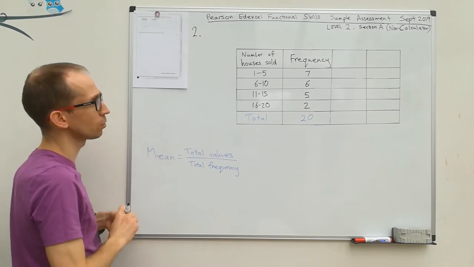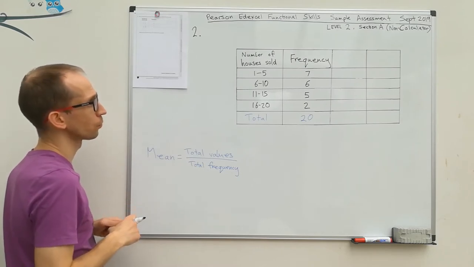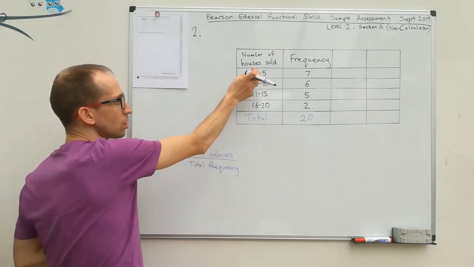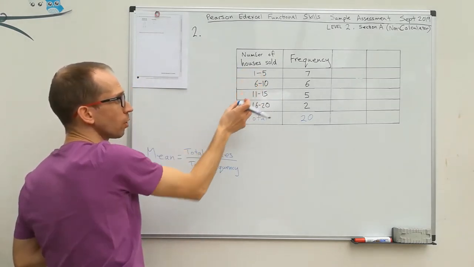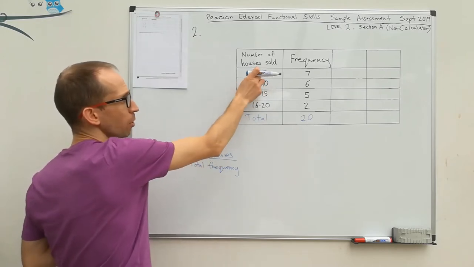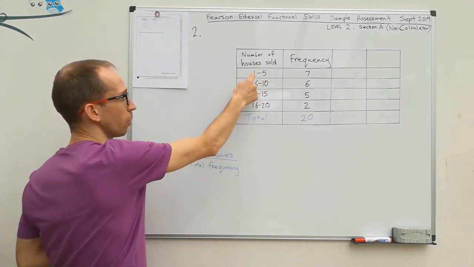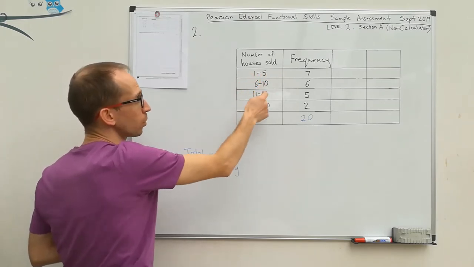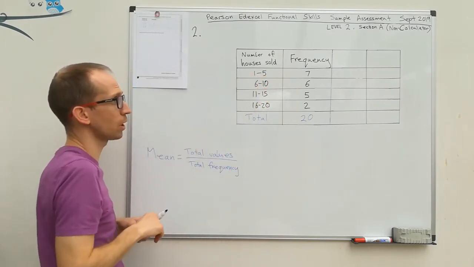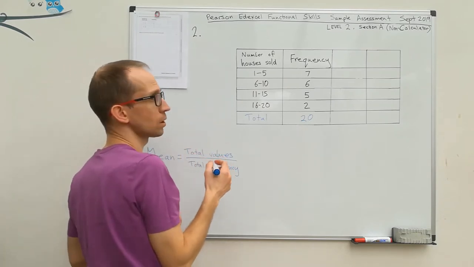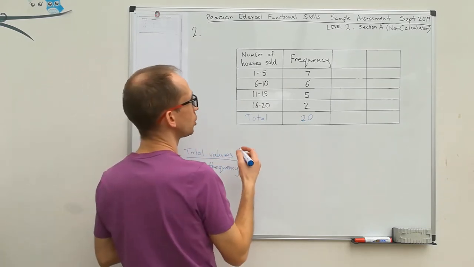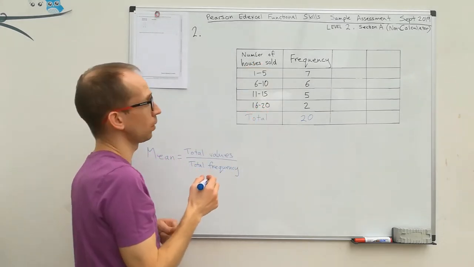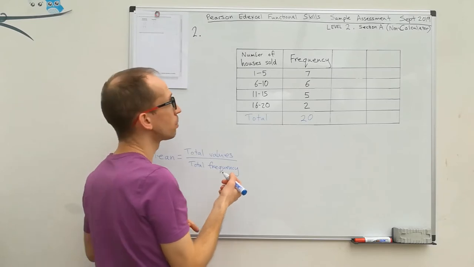Now, to work out the total values, we're not going to be able to do this at the moment because we've got ranges. So we don't know exactly how many houses were sold. Whether all 7 people could have sold 1 house, or all 7 people could have sold 5 houses, or they could be spread in between. So what we do in these types of occasions is we look for a value that's somewhere in the middle, okay? So we can call that the midpoint.